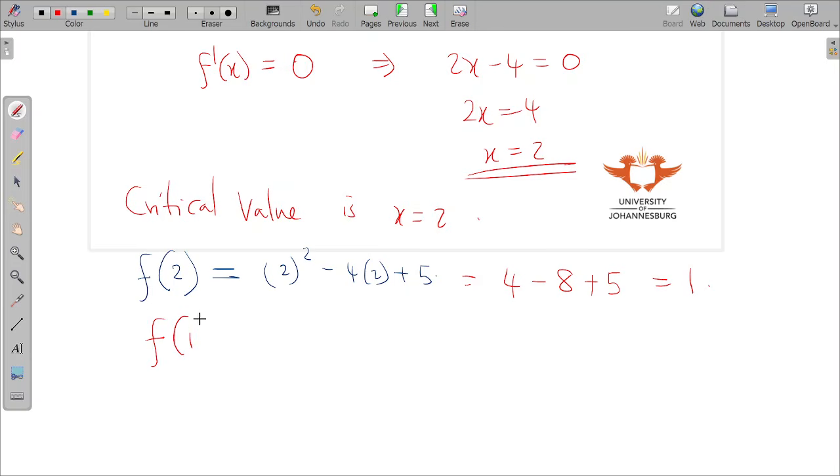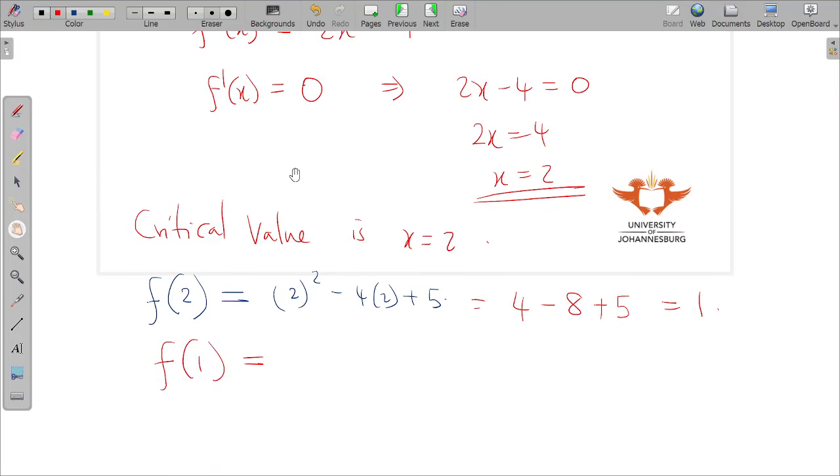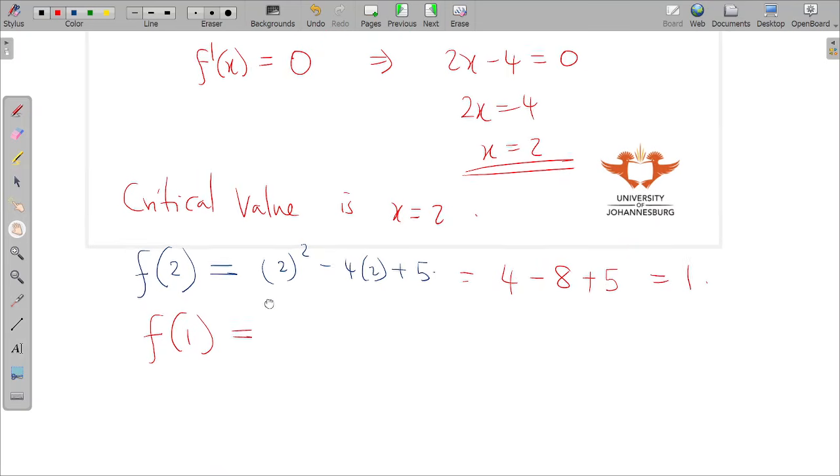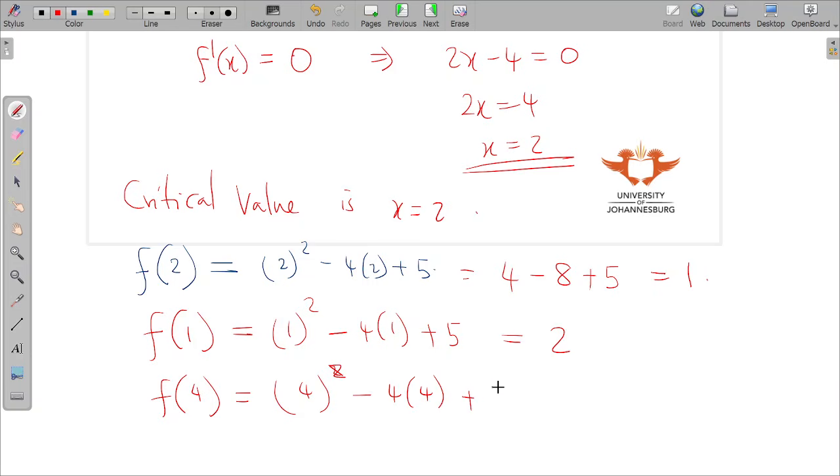Now we need to evaluate f of 1 also. Don't forget that is an endpoint, and we need to evaluate at the endpoints also. So we have 1 squared minus 4 times 1 plus 5. This is 1, this is minus 4, this is 5, giving 2. Then we also evaluate at 4, which gives 4 squared minus 4 times 4 plus 5. 4 squared is 16, minus 16 plus 5, which equals 5.